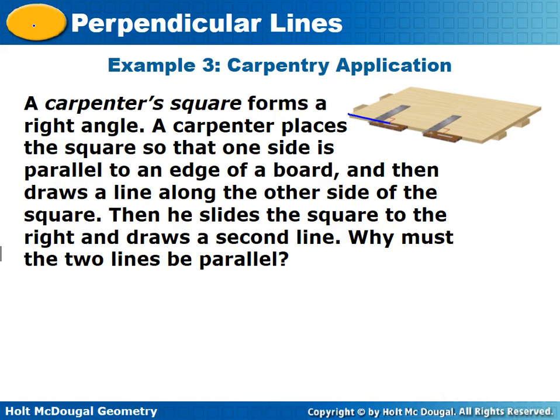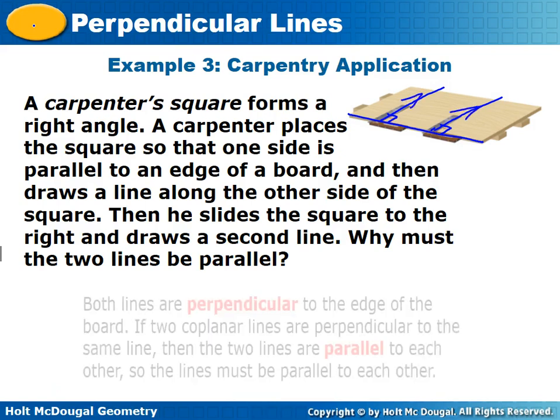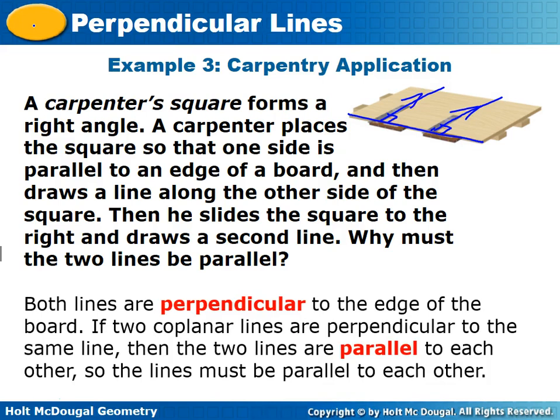Well, let's look right here. So we got this side of the board, and then we've got a line here and a line here. And both of them are right angled from the edge of the board. So if they both are right angle from the edge of the board, then we know that these two lines must be parallel. Both lines are perpendicular to the edge of the board. So if two coplanar lines are perpendicular to the same line, then the two lines are parallel to each other. So the lines must be parallel to each other.